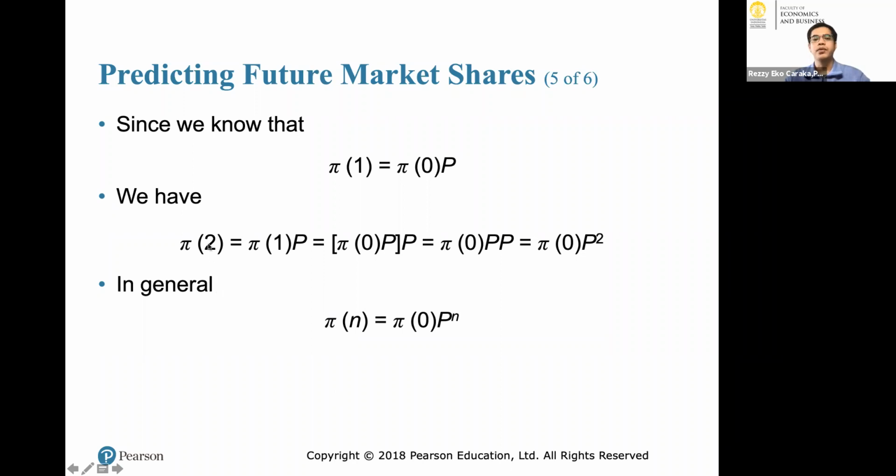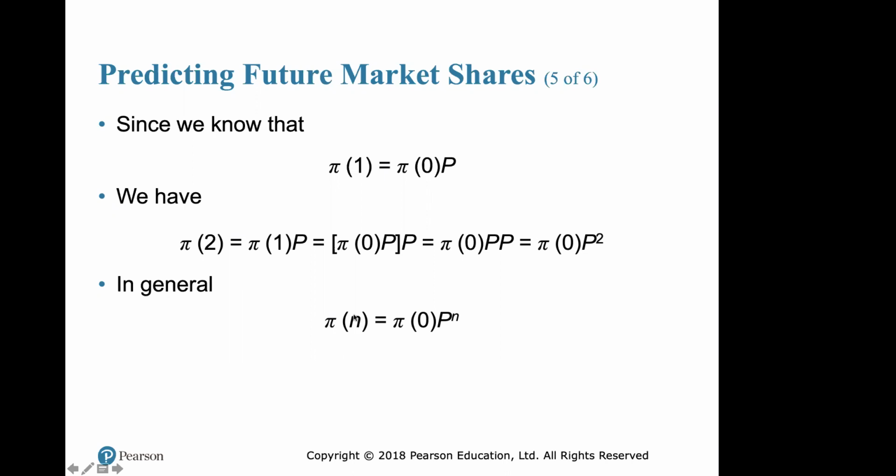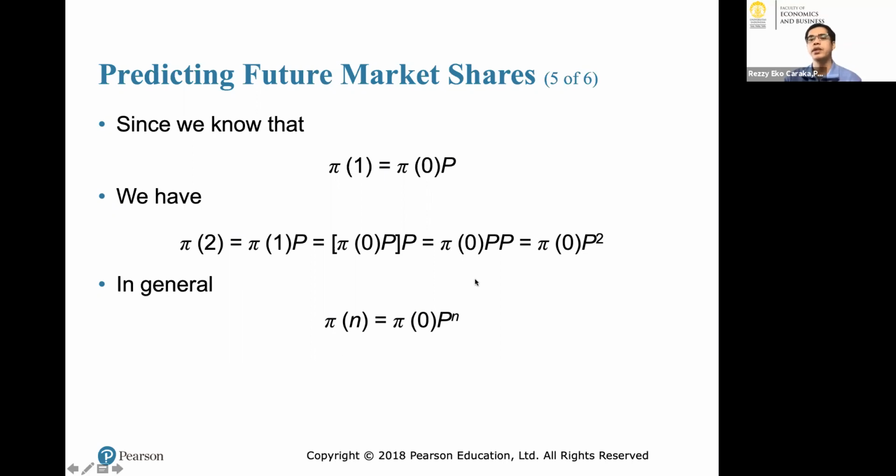So we have P2 equals P1 P. P1 is P0, our first step, multiplied by P. So we get P0 P P, or we can square this information. That's why, to measure P2, we get P0 P squared. And we can generalize this equation again, depending on how many steps you will analyze. So Pn equals P0 P to the power n. It depends on how many steps you want to predict. If you want to predict the future market shares, you can use this information.